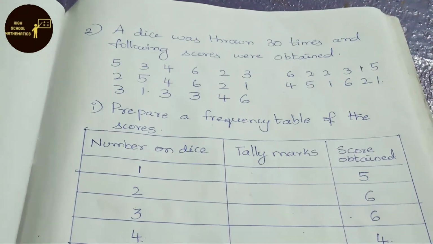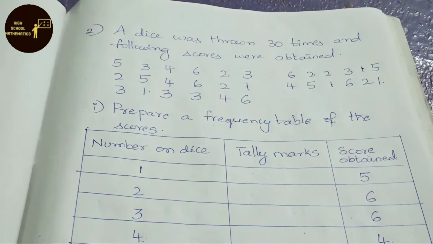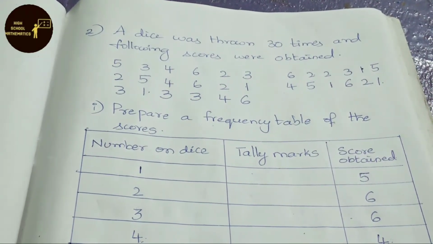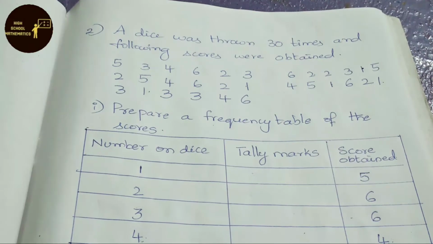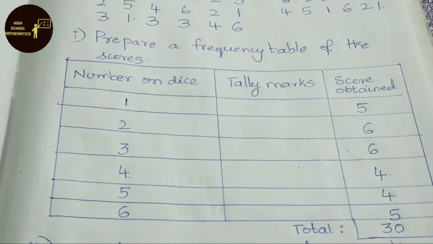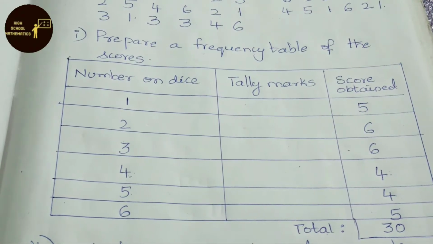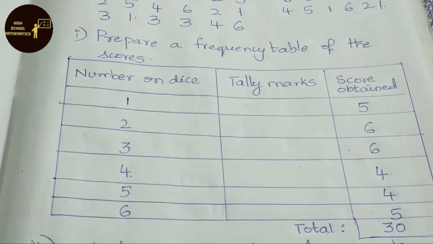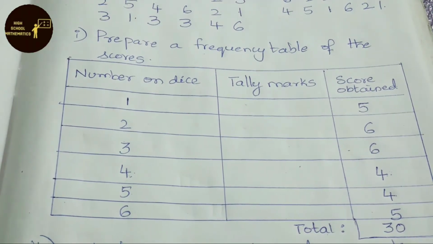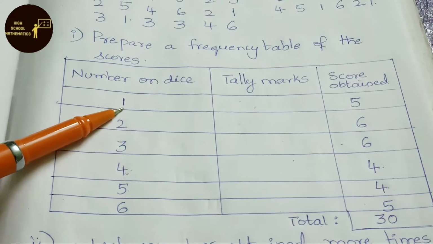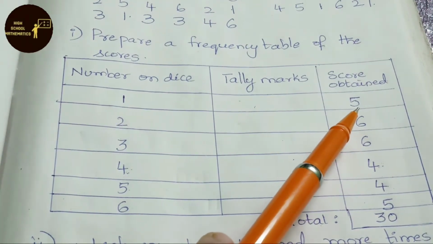See now question number 2. A dice was thrown 30 times and the following scores were obtained: 5, 3, 4, 6, 2, 3 and so on. In this table we have taken 3 columns: number on dice, tally marks and score obtained. Here the number on dice will be 1, 2, 3, 4, 5, 6. Here the scores obtained we have written. On throwing the dice, number 1 appeared 5 times, so the score is 5.